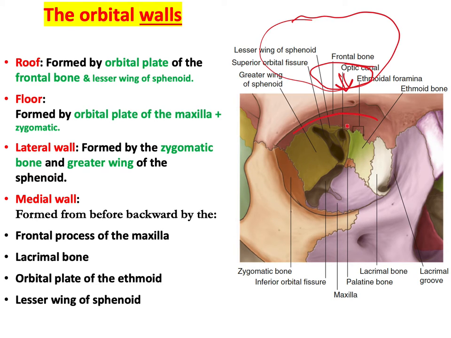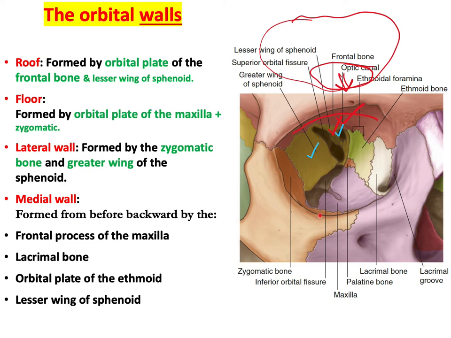What else? Also, the lesser wing of the sphenoid forms part of the roof. There is one easy way to remember the lesser and the greater wing located there. I think usually in exams they ask the students about the superior orbital fissure. This is the superior orbital fissure, which is located between the lesser wing and the greater wing. So remember that. That means the roof is formed by the frontal bone and part of the lesser wing of the sphenoid bone. That's it for the roof.